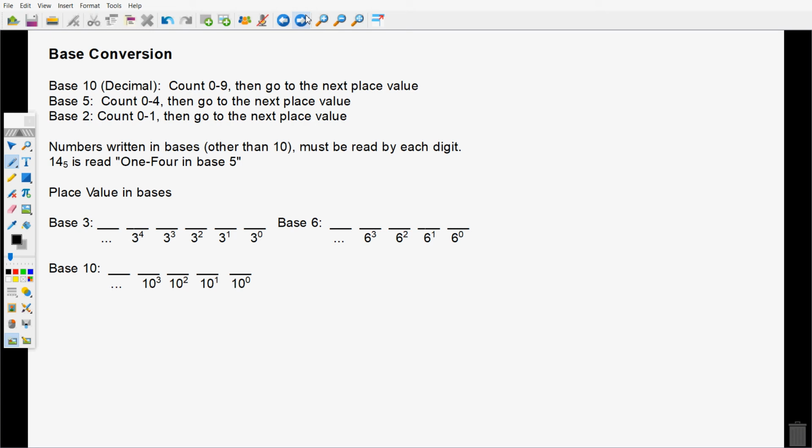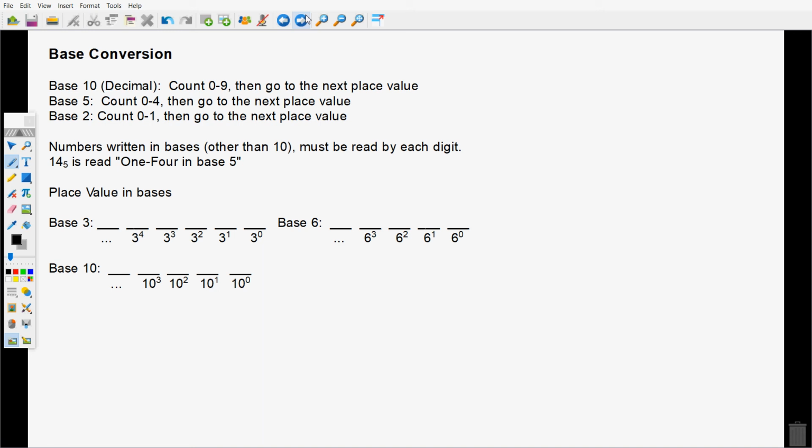Now we're going to get into what's called base conversion. A base is a counting system. You encountered a couple of these in the previous lesson, where the Babylonians and Mayans counted or had place values differently than what you're accustomed to. What you're accustomed to is the base 10 system, also called the decimal system.